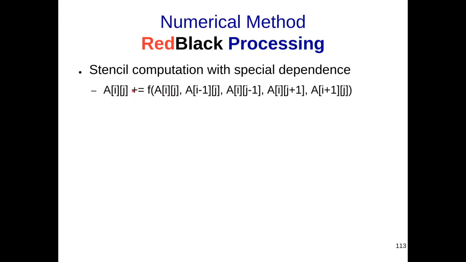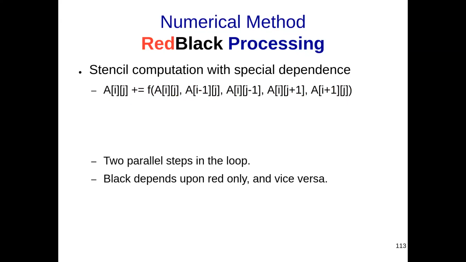Or maybe I should just write a of ij equals f of a of ij, and then i minus 1 j, i j minus 1, i j plus 1, and i plus 1 j. 4 neighbors of this particular cell, right? So for this particular set, I think I'll just show it pictorially.